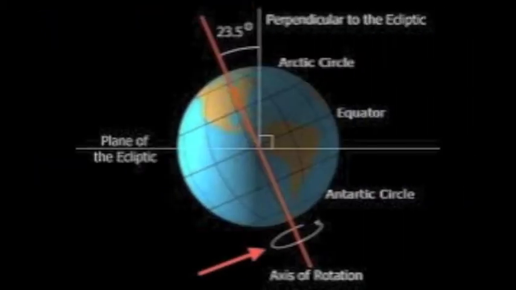But what's actually happening in real life is that the Earth is rotating around its axis of rotation. This creates the day. Now, here's the crazy part. This axis of rotation actually wobbles back and forth.